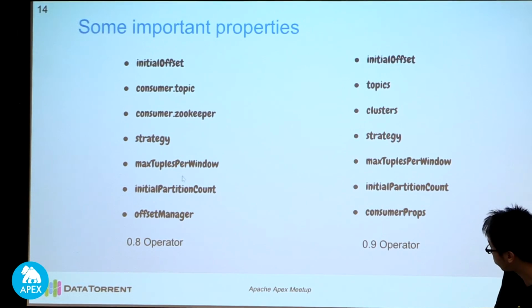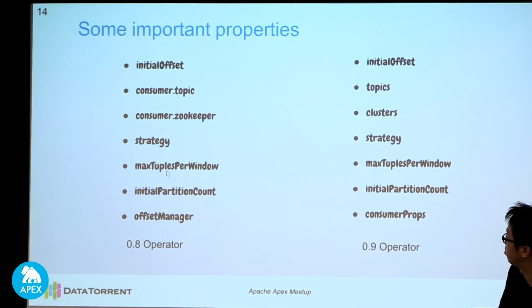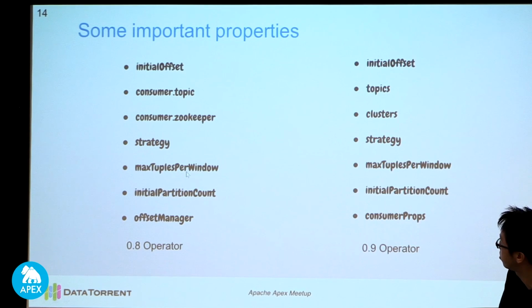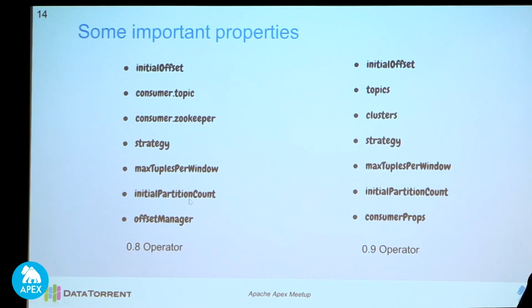And you can set the limit of maximum tuples you want to consume per each streaming window, and then initial partition count is used along with the one-to-many partition. This is how many instances of Kafka input operator you want to have.